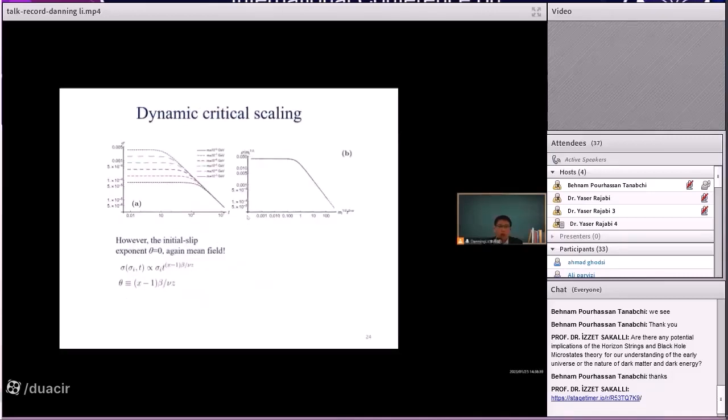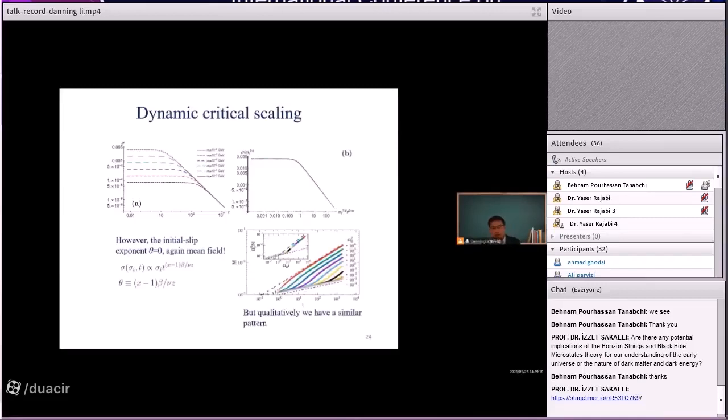And also, we can try to extract the dynamical critical scaling. We can scale the parameter and the time. We see that all these curves merge together, and from the scaling behavior, we can extract this x. It should be 1, because in this stage it doesn't change with time. So we can get the initial slip exponent theta should be 0, and this is again a mean field result.